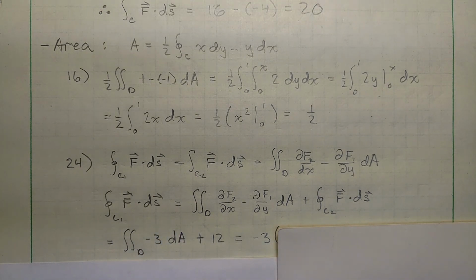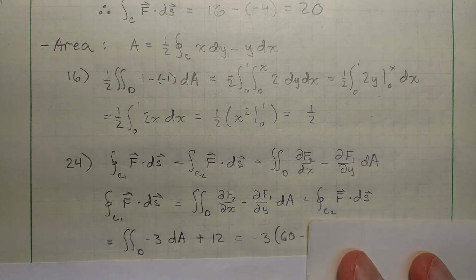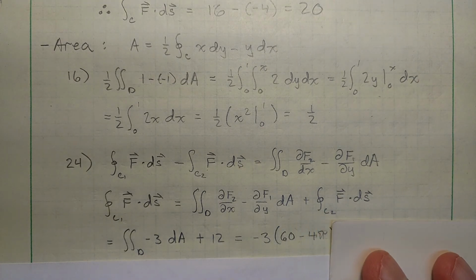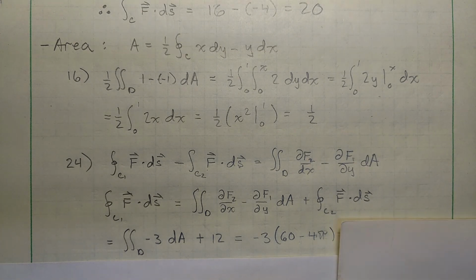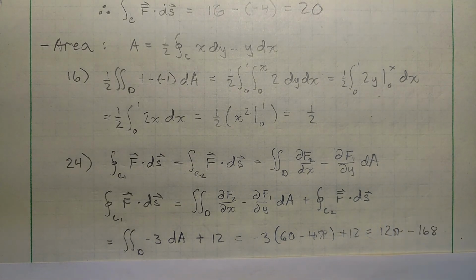Now the region D is a rectangle with a missing circle. So the rectangle there is a 6 by 10 rectangle, so that's 60, minus the missing circle, which is a radius 2 circle, so it's 4 pi. So I've got -3 times my area of the region D, plus 12. And calculating that out, we get 12 pi minus 168.